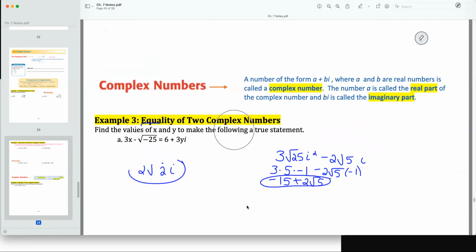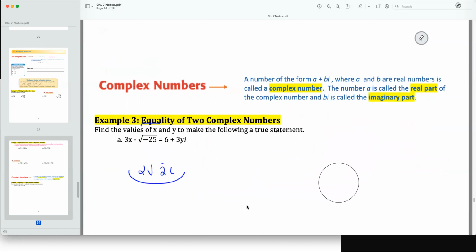And then a is the real part of the complex number, and then the bi is the imaginary part. So a complex number would allow us to have a real number in the answer and also an imaginary number. I feel like this is a hard problem to start with, but let's figure it out.